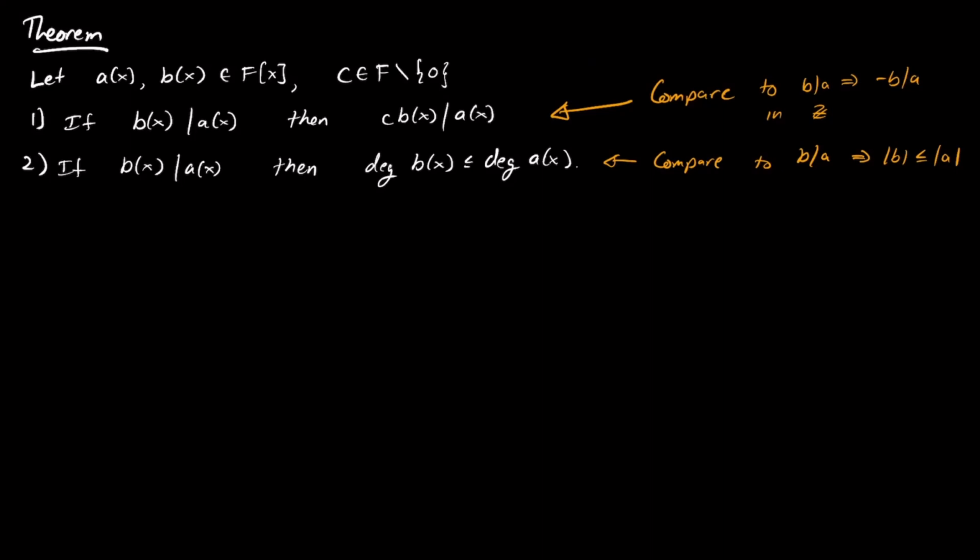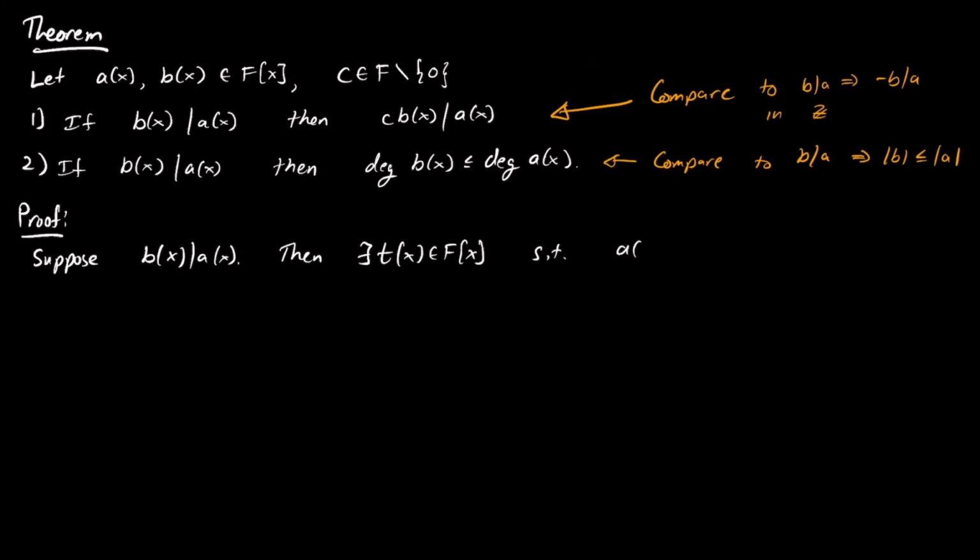Okay, so let's get to the proof of this. The proof is rather straightforward, and it uses an idea we just mentioned in our example. So let's prove the first one. Before we begin, suppose that b(x) divides a(x). Then we can say that there exists some polynomial, let's call it t(x), in F[x], such that a(x) is equal to b(x) times t(x).